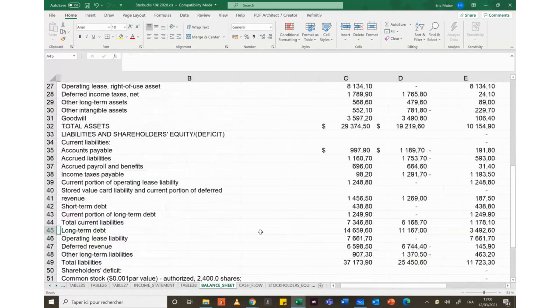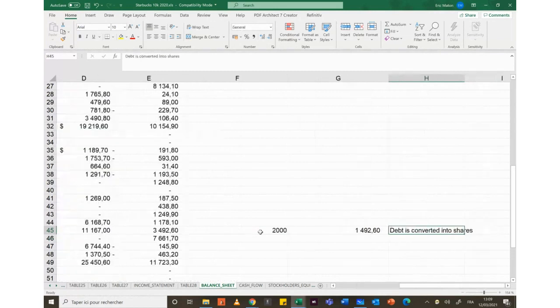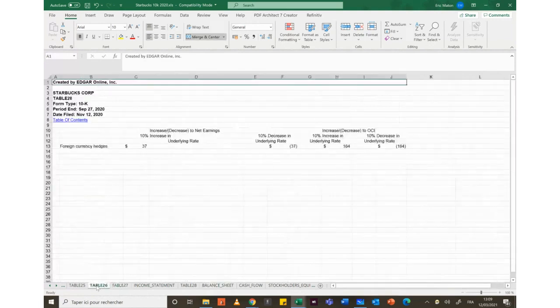So generally, when we see the evolution of the balance sheet, we want to understand what is with a cash effect, what is without the cash effect. And we can try to find the explanation in the rest of the tables or inside the annual report.